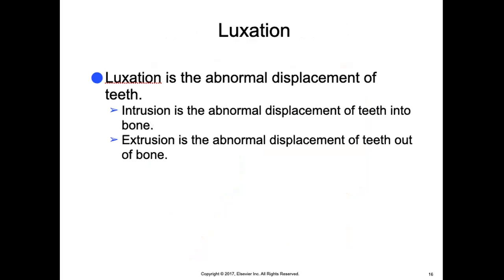Luxation is the abnormal displacement of teeth. Intrusion is a type of luxation, and it's the abnormal displacement of the teeth into the bone. So this is what happens when the teeth get pushed into the bone. Extrusion is the abnormal displacement of teeth out of the bone. So the opposite of that will be the teeth coming out of the bone.